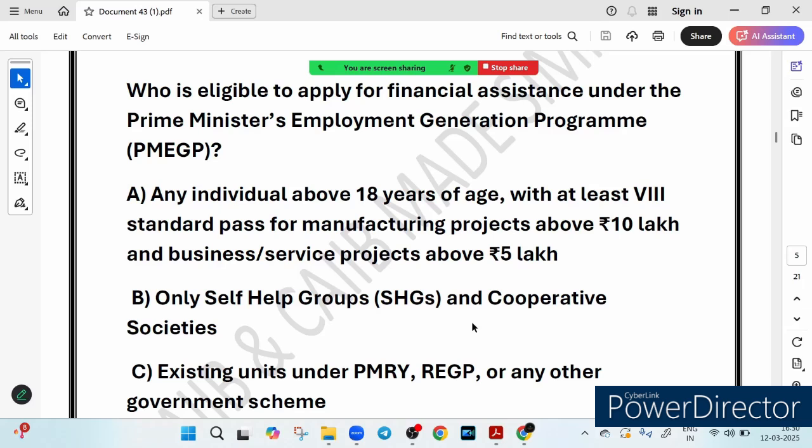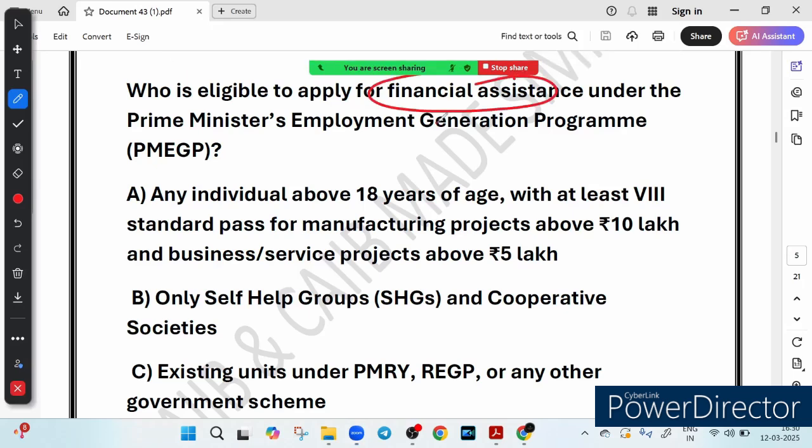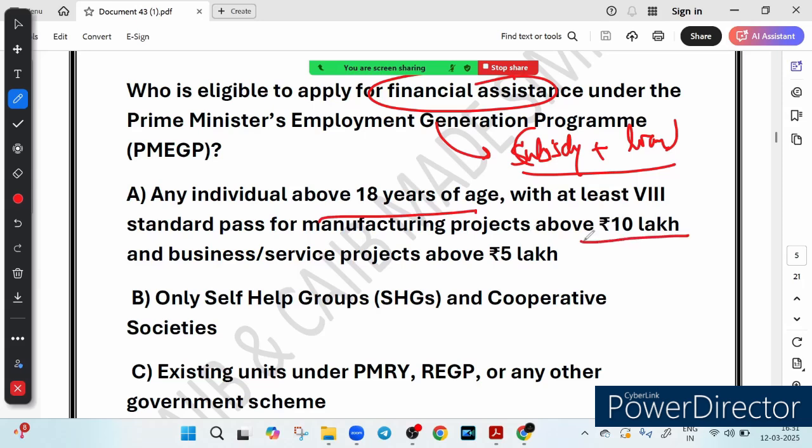So PMEGP is a government scheme that provides financial assistance. When I say financial assistance, what I mean to say is that it provides you subsidy and it provides you loan. Two things it provides, subsidy plus loan, right? Who can apply? Any individual above 18 years of age, if the project cost is above rupees 10 lakh for manufacturing or above 5 lakh for services, right? The applicant must have at least 8th standard pass, right? And there are some other eligible groups also, right? SHG is also there, production based cooperatives are also there, and charitable trusts are also there.